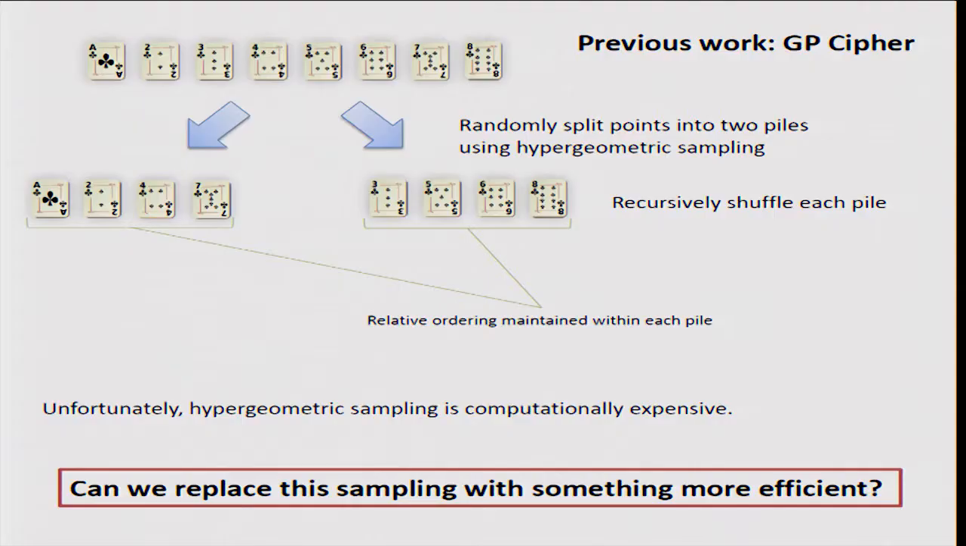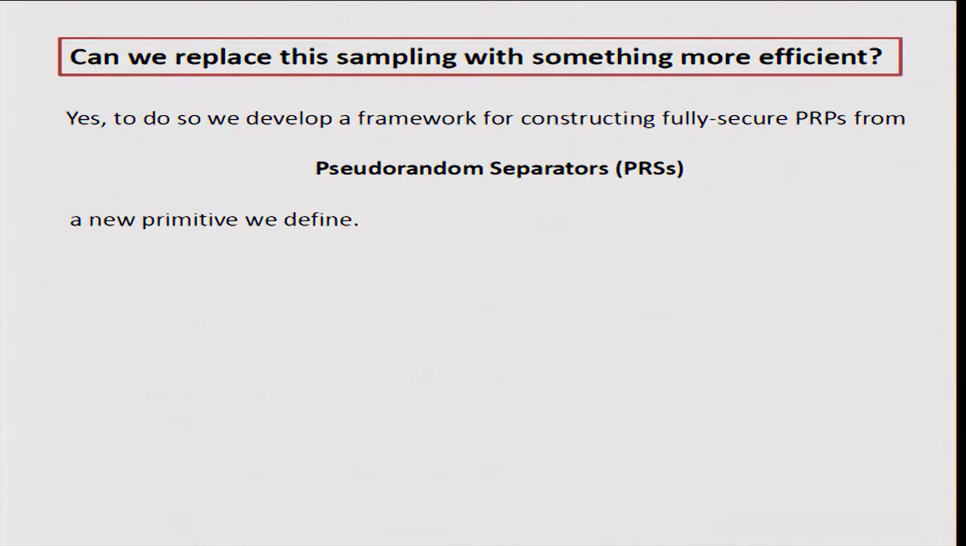So that was really the big motivation. That's the big question we're trying to answer: can we replace this with something much more efficient? Our answer is going to be yes. And in doing so, we actually developed a new framework for constructing fully secure PRPs from a new primitive we're defining that we're calling pseudorandom separators, or PRSs.